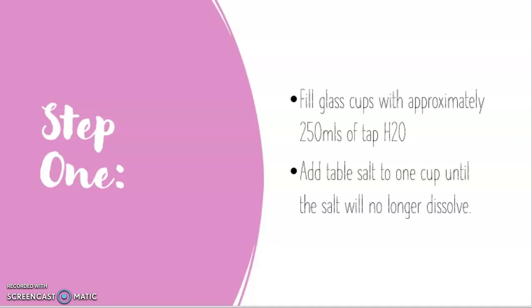With this experiment, I actually did it twice because the first time I was unsuccessful. So what I ended up doing the second time around is putting up to half a cup of salt in that 250 mLs of tap water to make it a really salty solution.